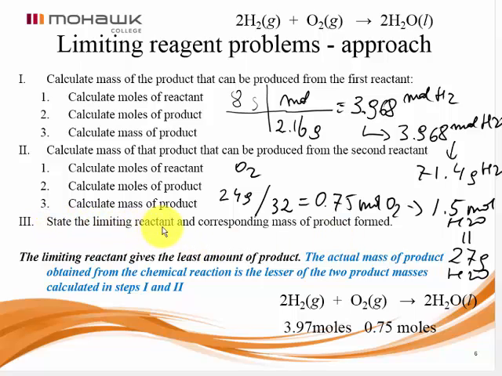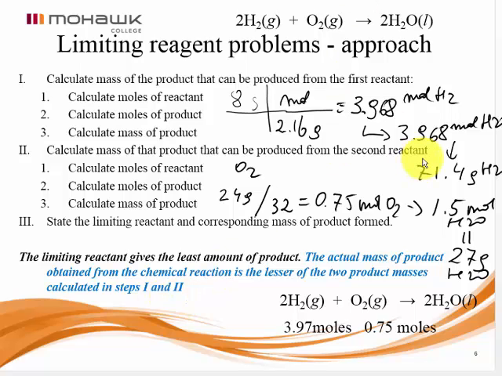State the limiting reactant and the corresponding mass of the product formed. The limiting reactant gives the least amount of the product. The actual mass of the product obtained from the chemical reaction is the lesser of the two product masses calculated in step 1 and step 2.